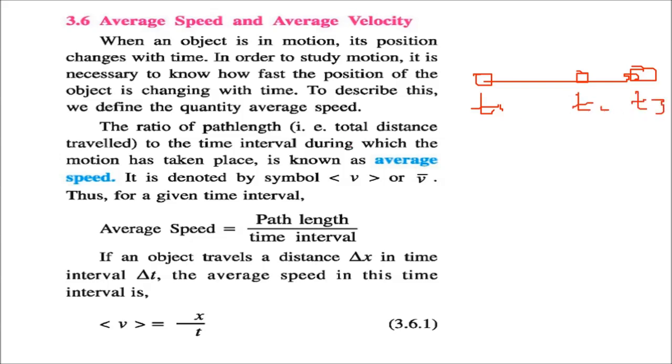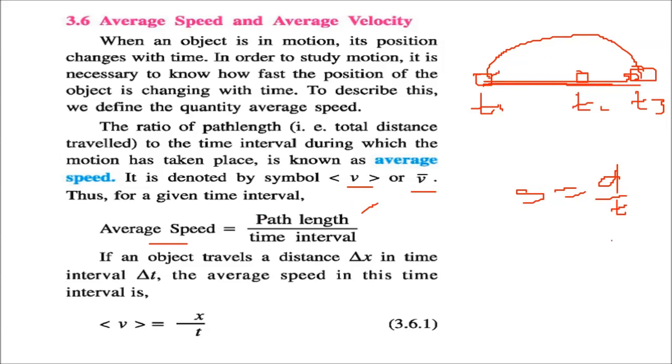So the ratio of path length, that is the total distance, just add all these, to the time interval during which the motion takes place from T1 to T3 say, we know it as average speed. We denote it by V, or a bar on a V. So average speed is total distance by time. This you need to just remember. Speed is distance by time. Path length is total distance from this to this, and time interval is from say T3 minus T1.